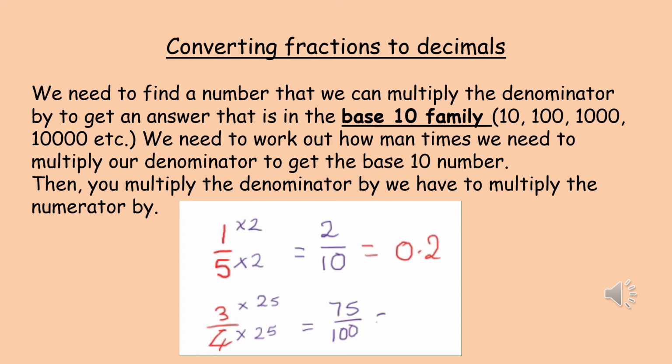And now I can try my converting here. So to convert this now, it's going to give me only 3 digits. Remember, I've got 75 anyway. 1, 2, 3, so my 0 goes here. Okay, so 0.75.